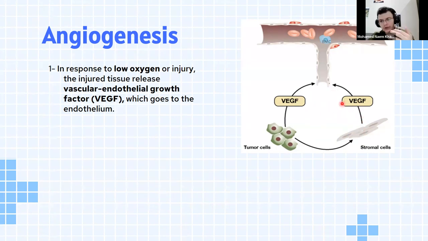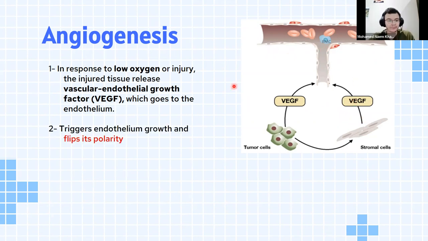It goes toward what? It goes toward the endothelium. Why? Because it's an endothelium growth factor, okay? Common sense. The first thing it does to the endothelium is flip its polarity, or change its polarity. Know the word polarity, okay? It changes it, okay? So basically, if the polarity was A, it becomes A minus. That's the whole point. So what is the polarity here?